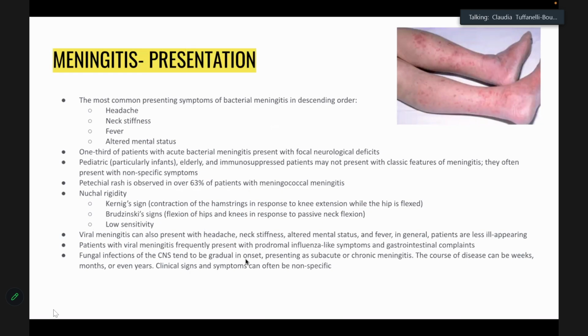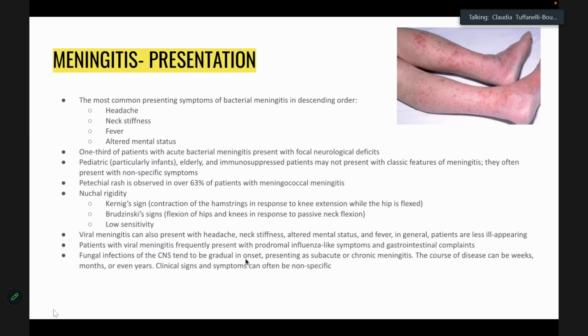So the presentation for meningitis varies a little bit depending on if it's viral, bacterial, or fungal. When we're talking about bacterial meningitis, it usually comes on much quicker. So the onset can be over several hours, in less than a day, usually 12 to 24 hours or less. And the triad of symptoms is usually headache, fever, and altered mental status. But like you see, the most common is headache, then neck stiffness, then fever, then altered mental status.